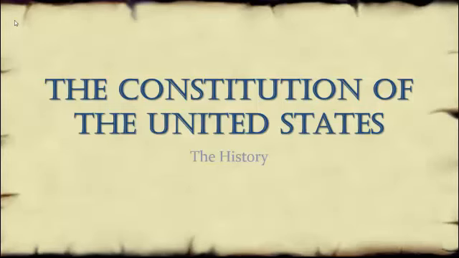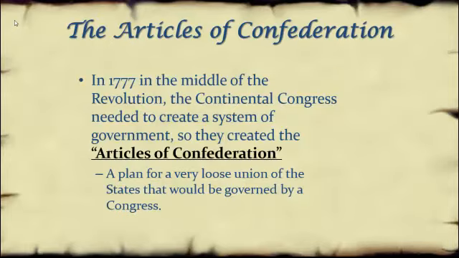Today we're going to talk about the history behind the Constitution of the United States. Now, the Constitution of the United States was actually not the first government that the United States had. In 1777, during the Revolutionary War, the Continental Congress needed to create a government. And they didn't create the Constitution, they actually created a document called the Articles of Confederation.